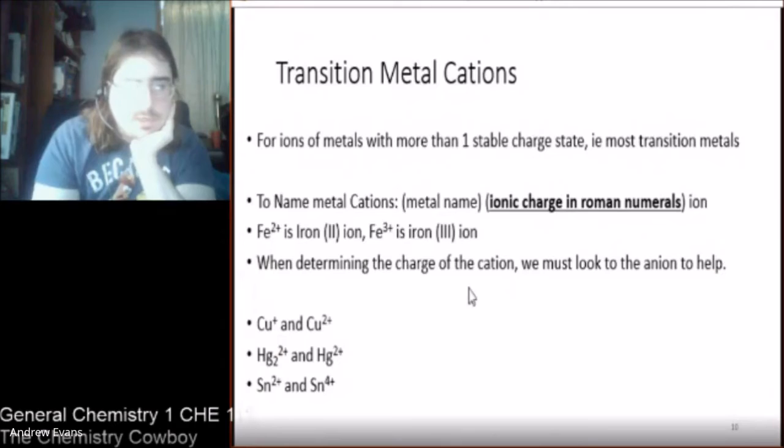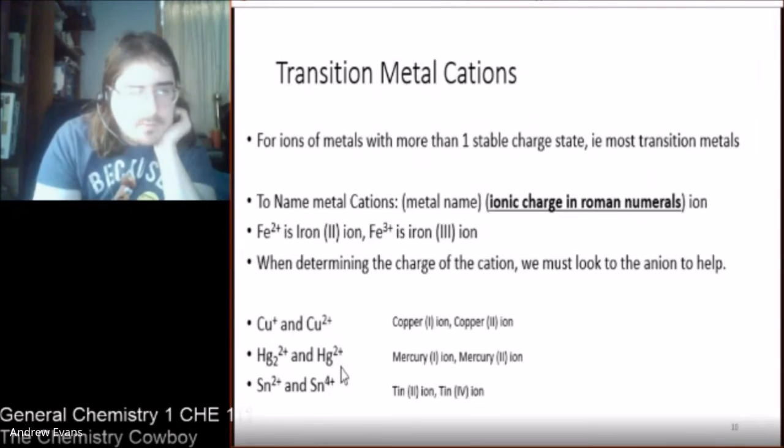So when determining the charge of a cation, if this is in a compound, and we don't see a charge right away, we have to look at the anion to give us help. So copper, we'll take copper 1, copper 2. We have tin 2, we have tin 4. This one's a little hard because they're both mercury 2. But what's special about this guy is there's 2 mercuries. Mercury in the +1 state is a diatomic. So that's mercury 1 and mercury 2. Mercury's a really weird ion.